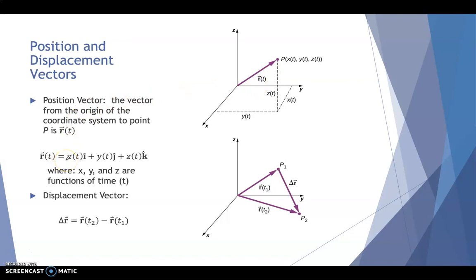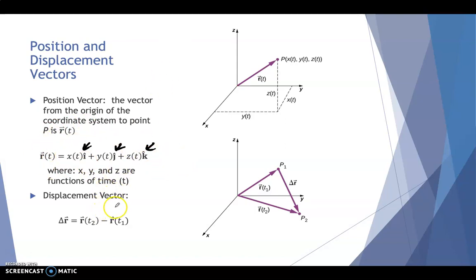And we can describe it in our coordinates as so. So we have our 3 positions, x, y, and z, and they all depend on time, okay? And our unit vectors here, i, j, and k. So this is typically how we will write our position vector, okay?